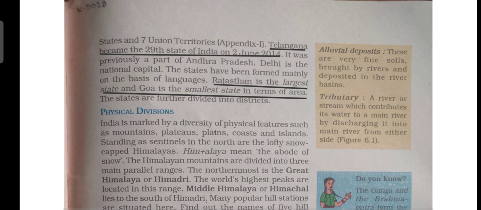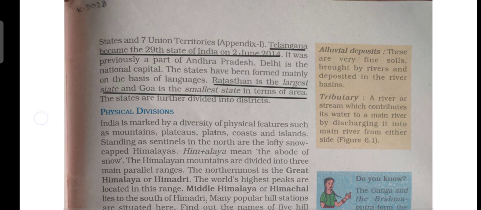Then children, we all know that the capital of our country is Delhi, and all the states have been formed mainly on the basis of languages spoken in different states. And Rajasthan is the largest state, whereas Goa is the smallest state in terms of area. And lastly children, the states are further divided into districts.